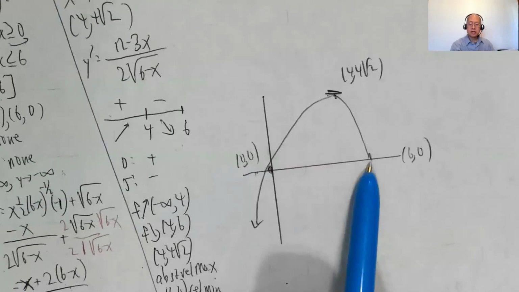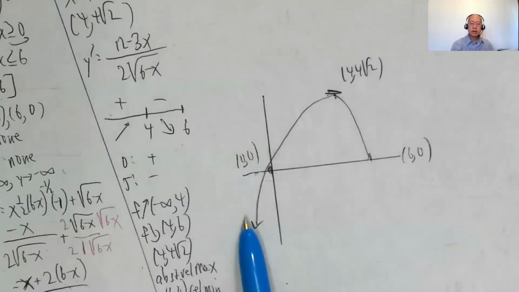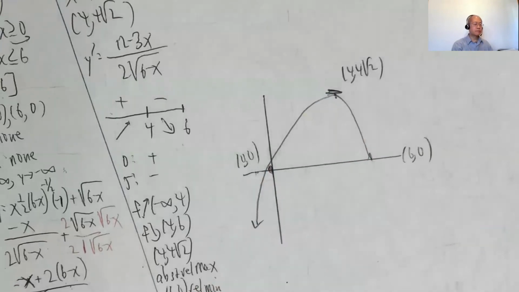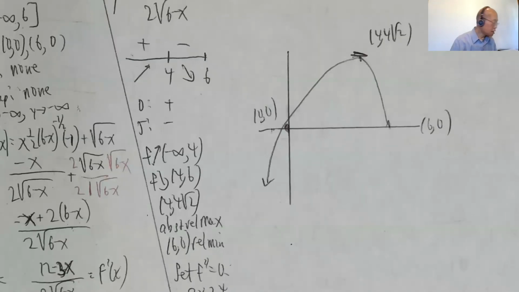So here's all the graph does. Goes through the origin, 6, 0, maximum, always upside down U shape, increasing, decreasing. So there we go. That's the way that works. All right, so this is section 4.3 on curve sketching for Calc 1.